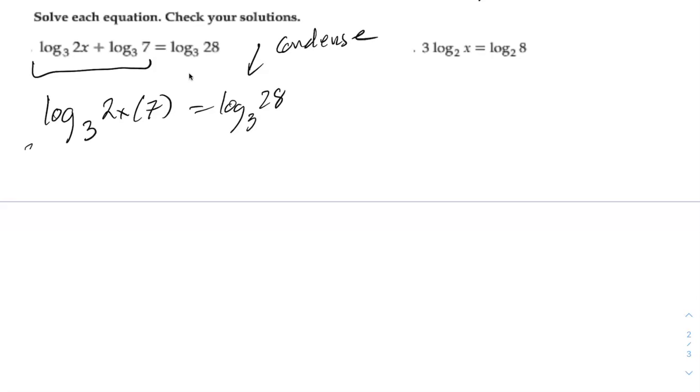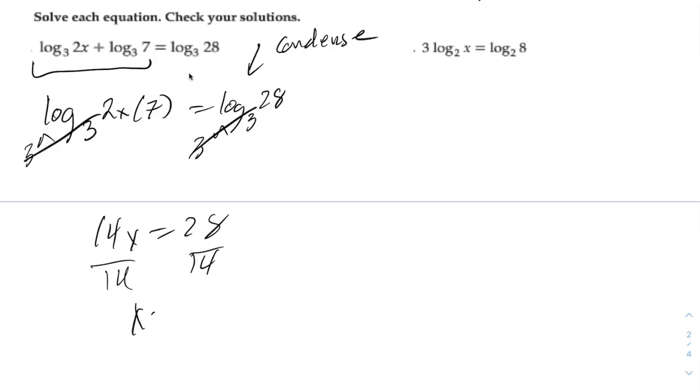Take the 3 to both sides. Right, let's say get rid of logs. These cancel out, these cancel out. I get 14x equals 28. Divide by 14. X equals 2.